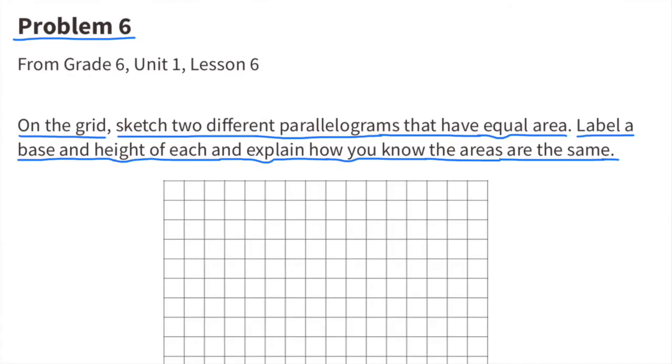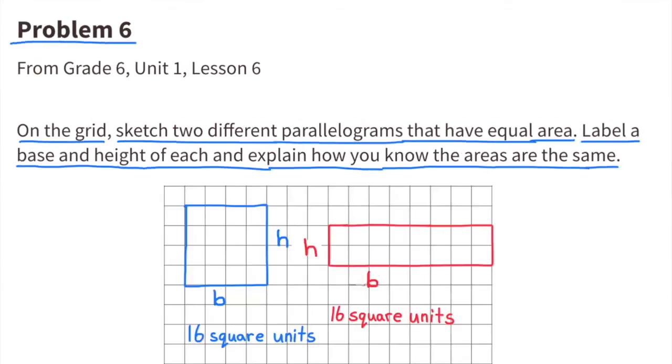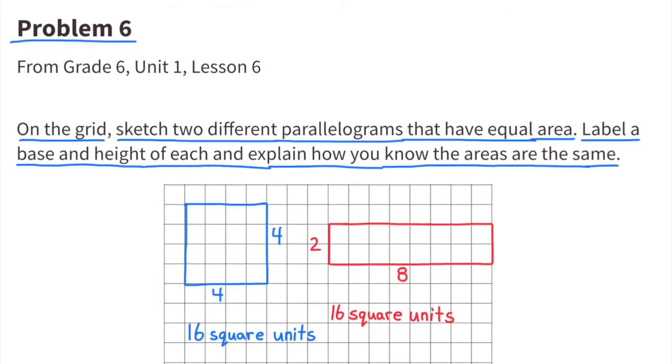Number 6. On the grid, sketch 2 different parallelograms that have equal area. Label a base and height of each and explain how you know the areas are the same. I kept it simple. I made one square with a base of 4 and a height of 4, and 4 times 4 equals 16 square units. The second parallelogram is a rectangle with a base of 8 and a height of 2, and 8 times 2 is 16 square units.